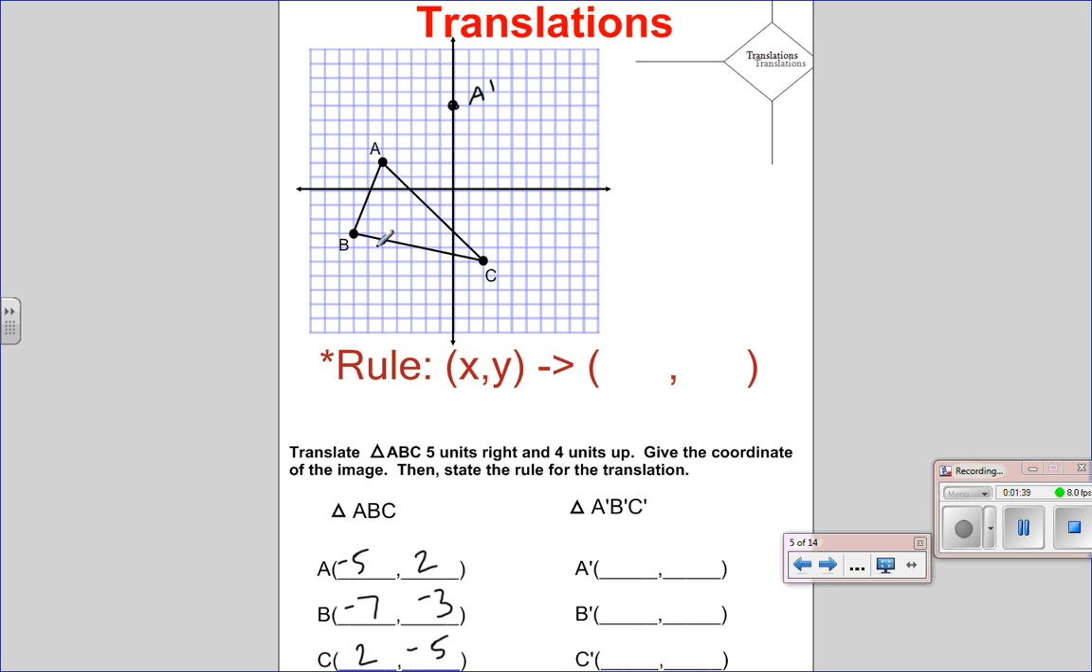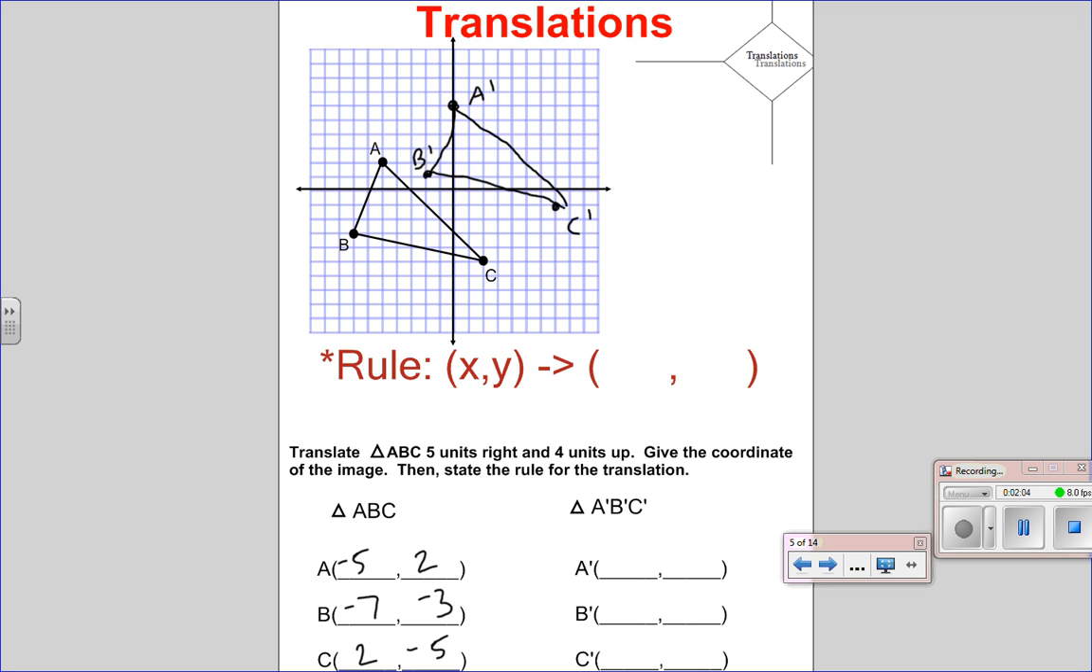B needs to go 5 right and 4 up. 1, 2, 3, 4, 5. 1, 2, 3, 4. That would be B prime. And the prime is just saying it's what we do after the translation or the transformation in general. And C needs to go 5 right, 1, 2, 3, 4, 5, up 4, 1, 2, 3, 4. So you can kind of look at translations as just counting and doing the same thing to each point.